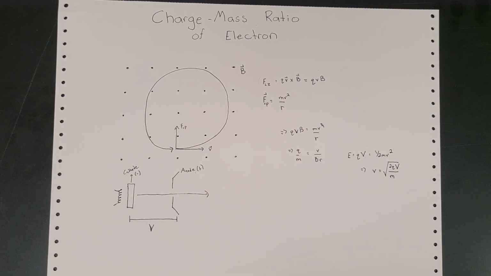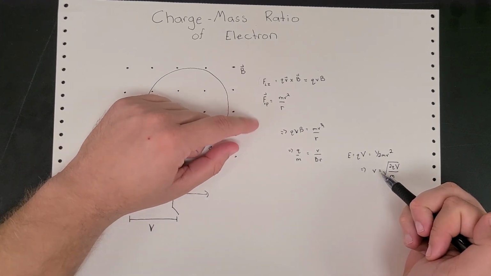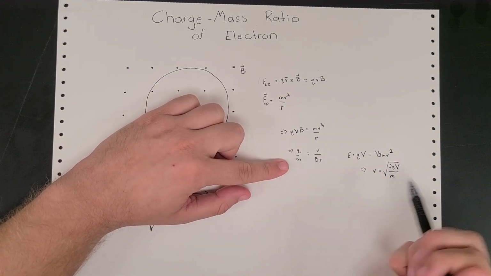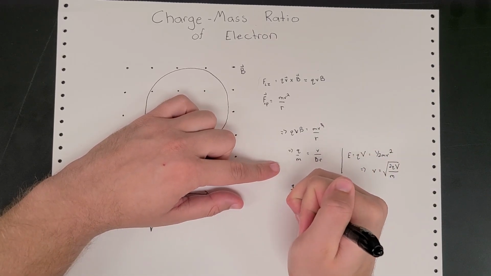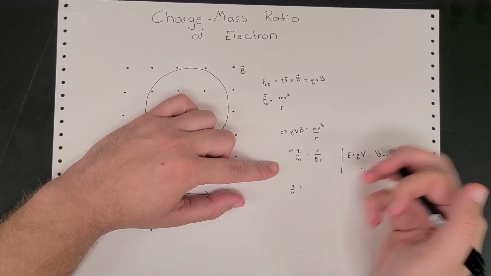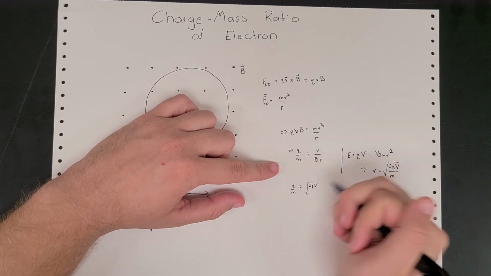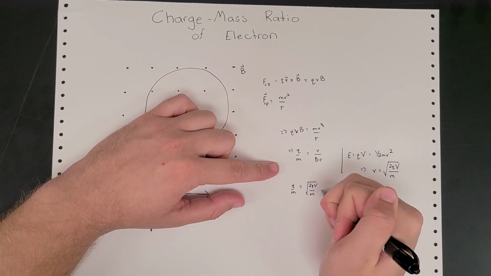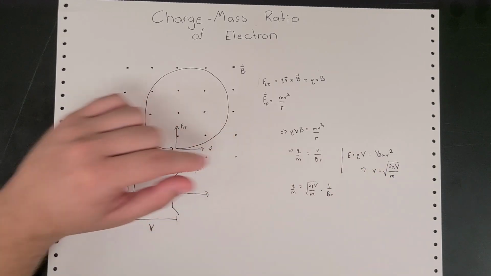All right. Let's go ahead and plug this value for velocity back into our equation for Q over M. This was kind of an aside. So we can then take Q over M is going to be equal to our velocity, the square root of 2QV over M, times 1 over BR.